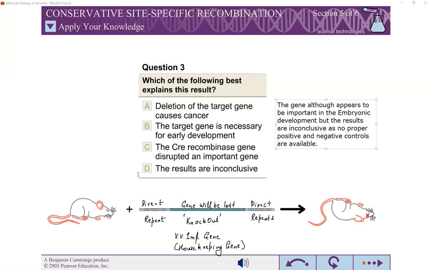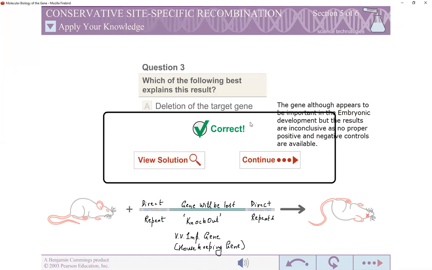reaction. So the results will be the Cre recombination genes disrupt an important gene. Yes, it might have been that they might have disrupted an important gene. Whether the gene was important or whether the gene products were important, we have to just experimentally prove again by taking the positive and the negative controls. So we cannot directly predict the answer, so the results are inconclusive. Correct. Okay, so this is what I have tried to explain to you.